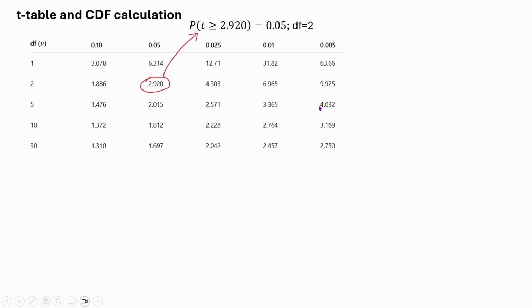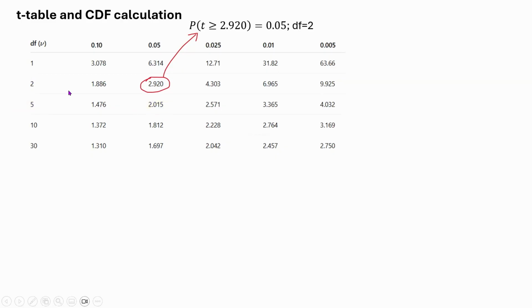The t-table of the t-distribution is very different from the z-table of the normal distribution. For example, let's see what 2.920 here means. What 2.920 means is that the probability of the t-score being greater than or equal to this particular value is equal to 0.05. So 0.05 is actually the probability to the right side. In the first column, we can also see the degree of freedom for this case. If we increase the degree of freedom to 5, the same integration result will become 2.015. So the integration result can change based on the degree of freedom.